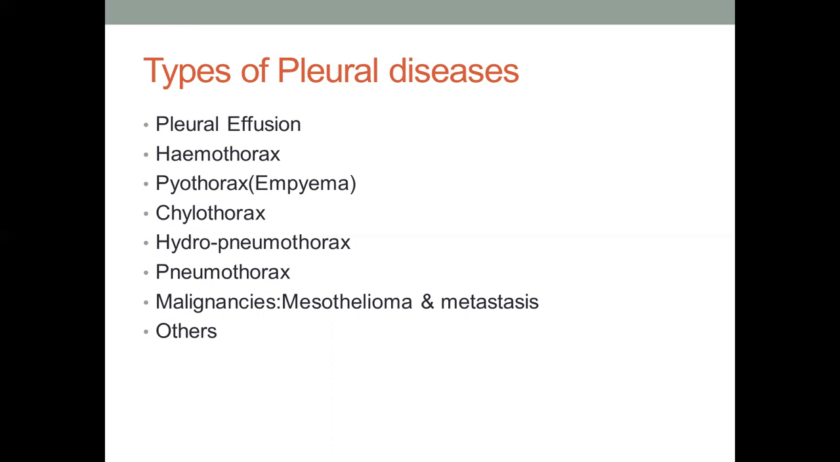If blood and air both come in pleural space, that is hemopneumothorax. In pneumothorax, air comes in the pleural space. And malignancies are also present, for example, mesothelioma, which is quite common here at Swabi due to the mesothelioma belt, which is due to the asbestos exposure in the environment, and metastases to the pleura.